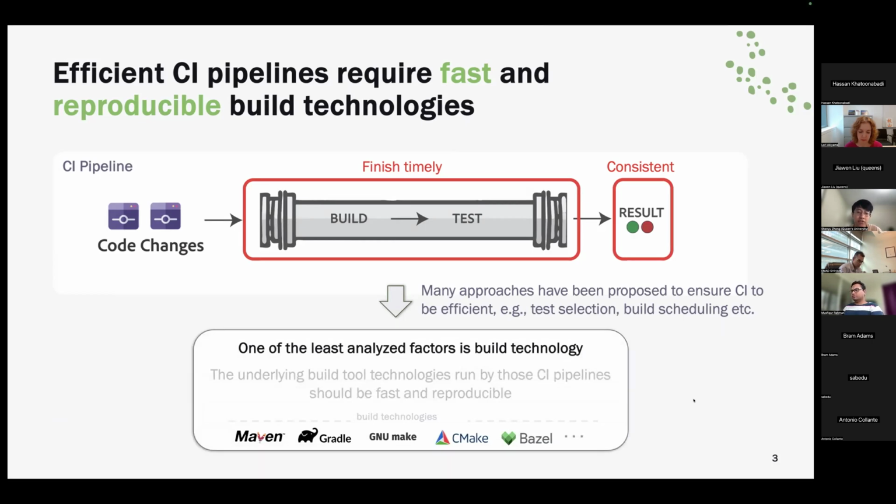However, build technologies, as the core and most fundamental component of CI pipelines, are one of the least analyzed factors. The underlying build technologies run by these pipelines have to be fast and reproducible to make the CI pipelines fast and reproducible. So how do these build technologies achieve a fast and reproducible build?